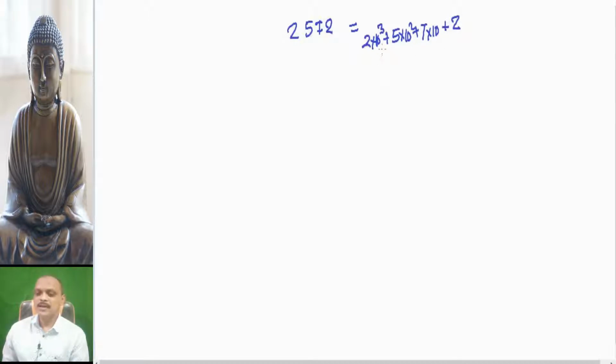So it is like this: 2 into 10 cube plus 5 into 10 square plus 7 into 10 plus 2. Or if we take a very small number, suppose 53, then the place of the 5 is 10, and hence we have 5 into 10 plus 3. So whatever may be the number, we can write it in terms of these polynomial expressions, and these are the coefficients of this polynomial: 2, 5, 7 and 2.